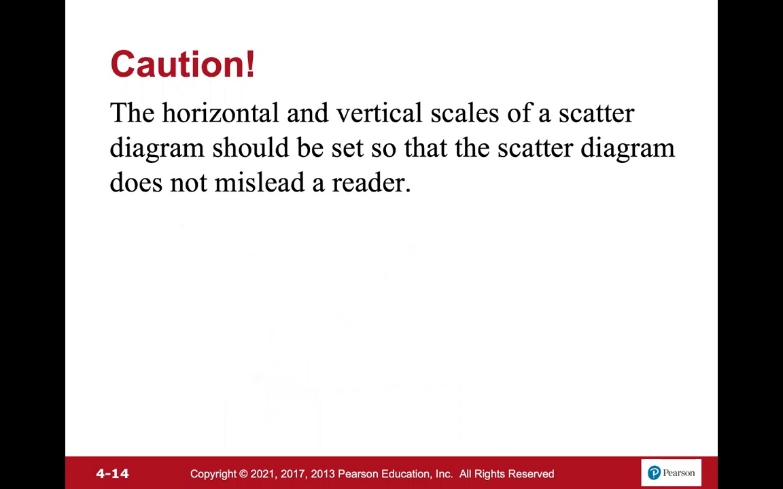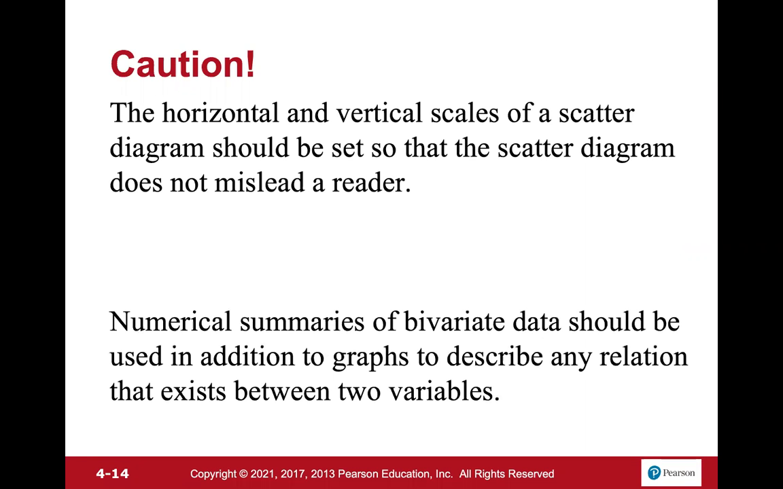that would be misleading. What you want to do is make sure that your scale is unified throughout the entire graph, both horizontally and vertically. You don't want it to show any sort of bias in any way. So do not mess with the scale like that. The scale should represent a nice even scale. So numerical summaries of the bivariate data should be used in addition to the graphs to describe any relation that exists between the two variables.